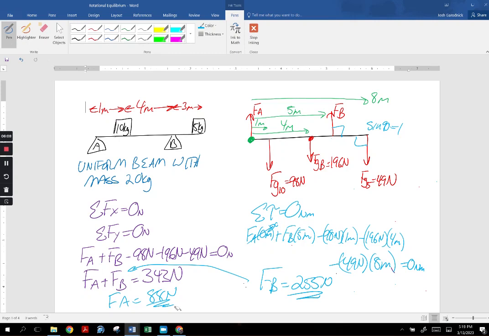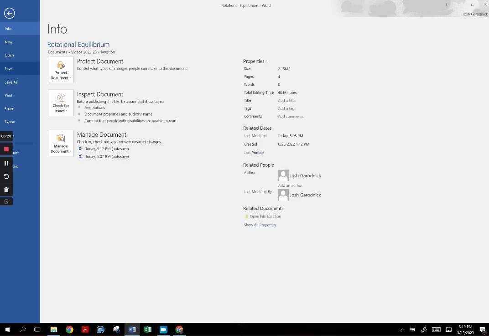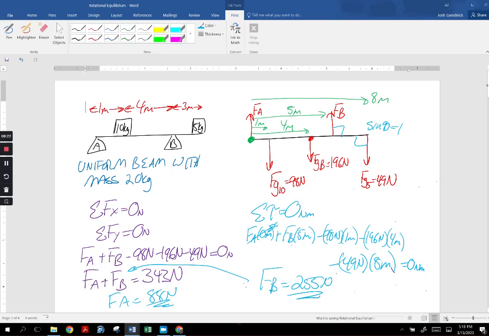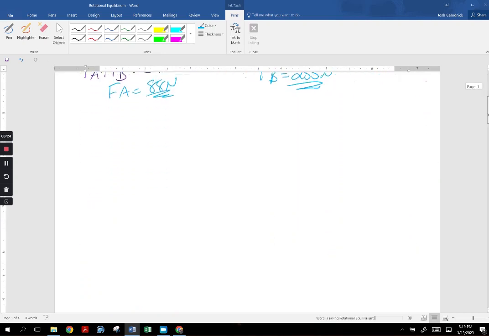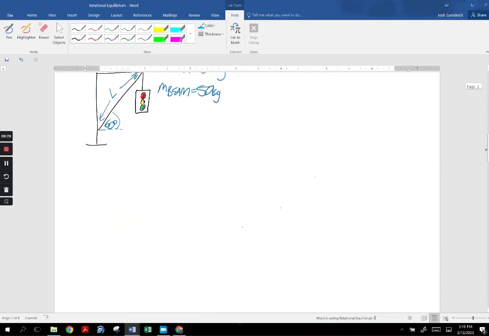Anyway, there's no X-forces. There are Y-forces. And we did the sum of the torques, but none of them are at angles. So let's move down to a better example. And before I do, I'm going to hit save on this so I don't lose anything. As I scroll down here, I've got a better example.